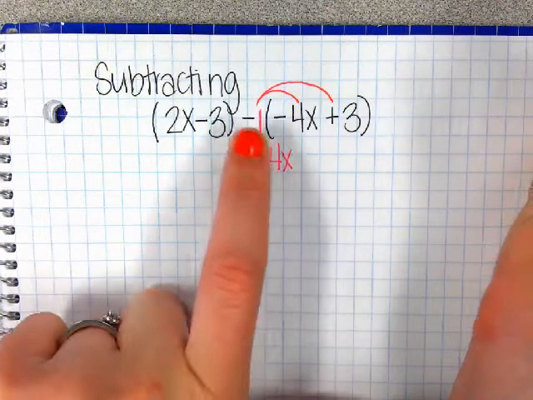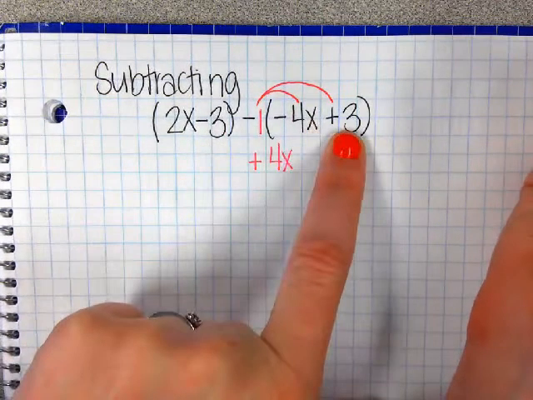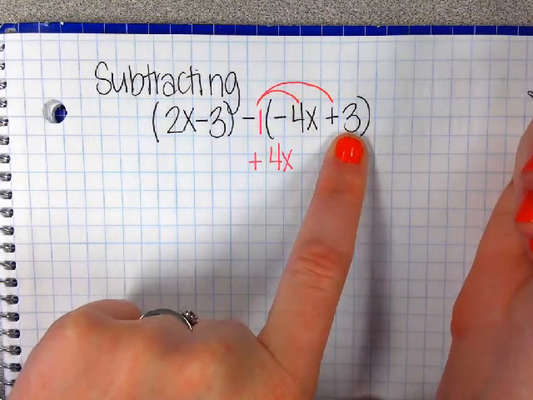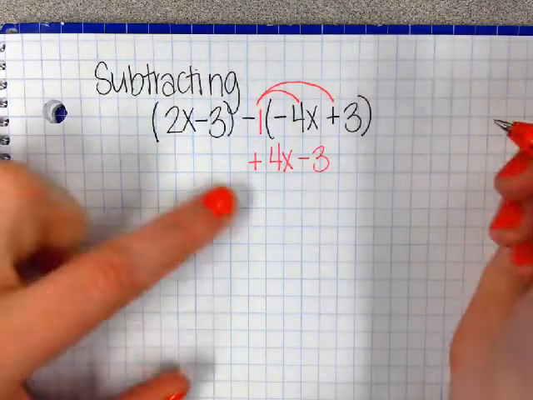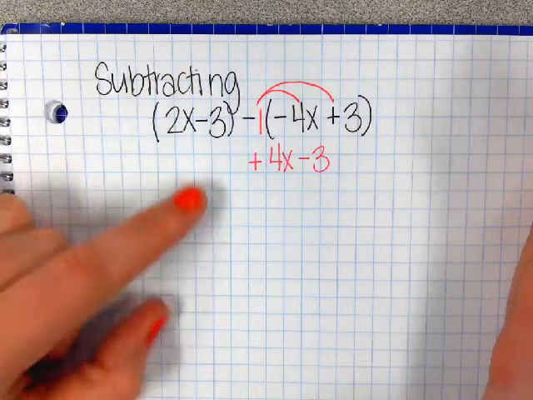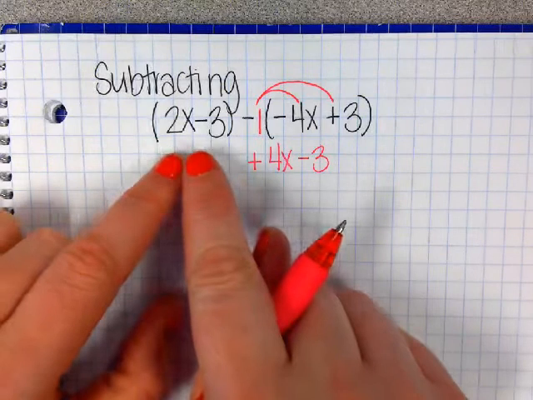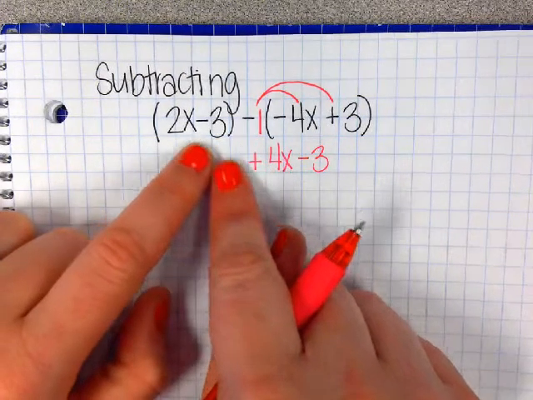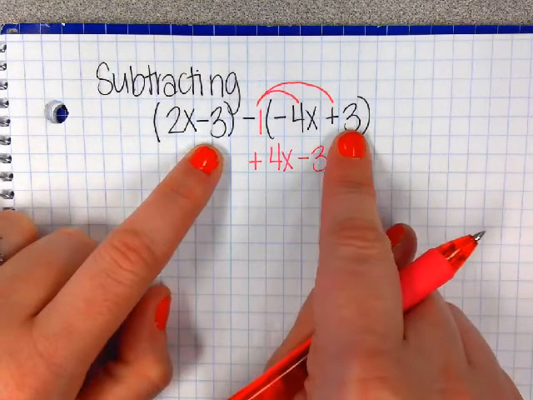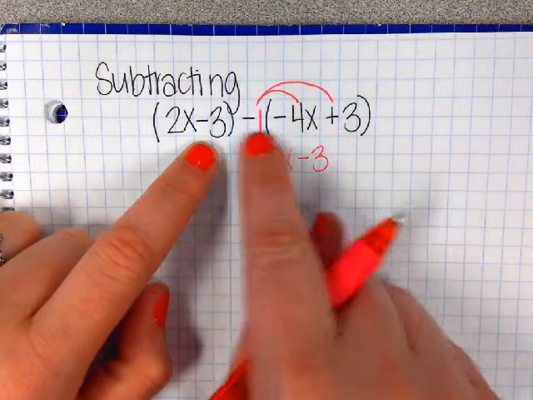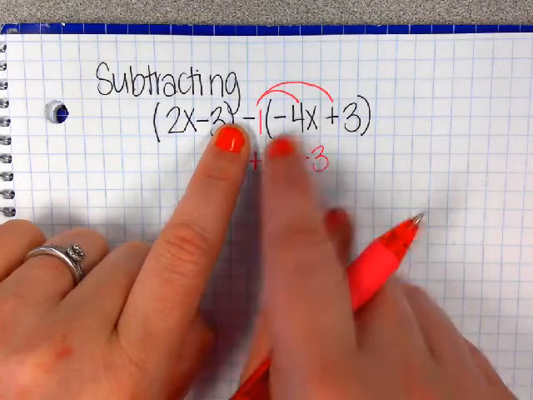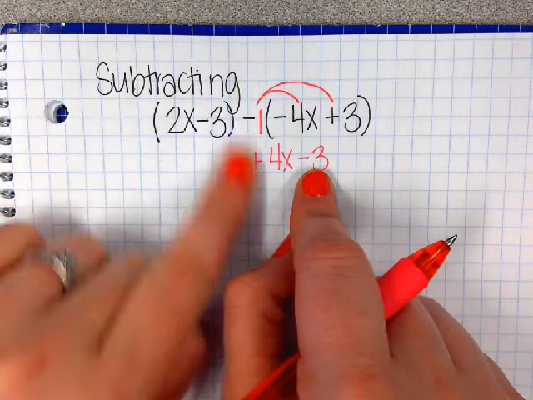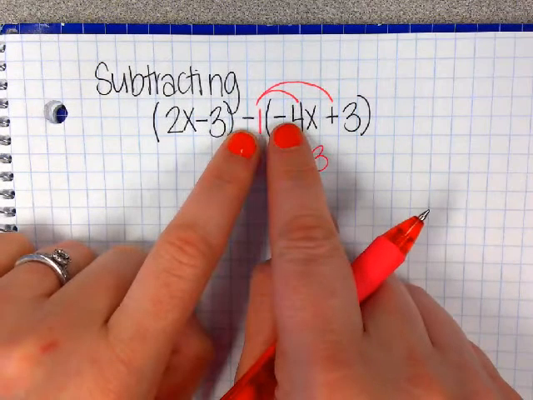And then a negative 1 times a positive 3. What's negative 1 times positive 3? Negative 3. Now, another way you can think about that is, if you were going to subtract a negative 3 from a positive 3, you're going to subtract a negative, or subtract a positive number. That ends up just being a subtraction.